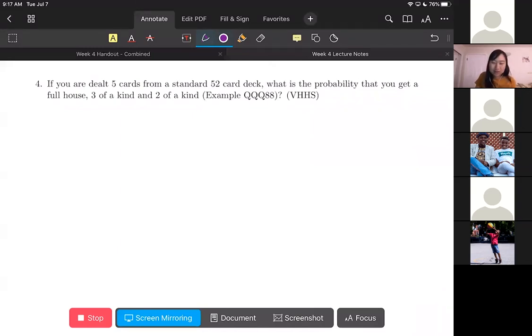So this one is a little different. It's back to cards. So say you're dealt 5 cards from a standard 52 card deck. What is the probability that you get a full house, which is 3 of a kind and 2 of a kind?